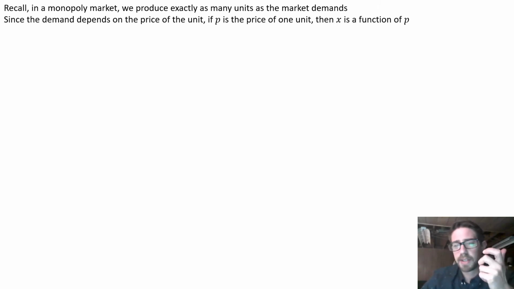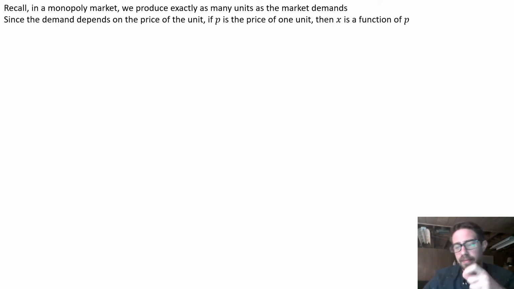So more realistically, if we charge too much for our product, fewer people are going to buy it. Right? If our thing's too expensive, fewer people are going to buy it. So that means if P is the price we charge for 1 unit, then the amount we produce, X, is actually a function of P.